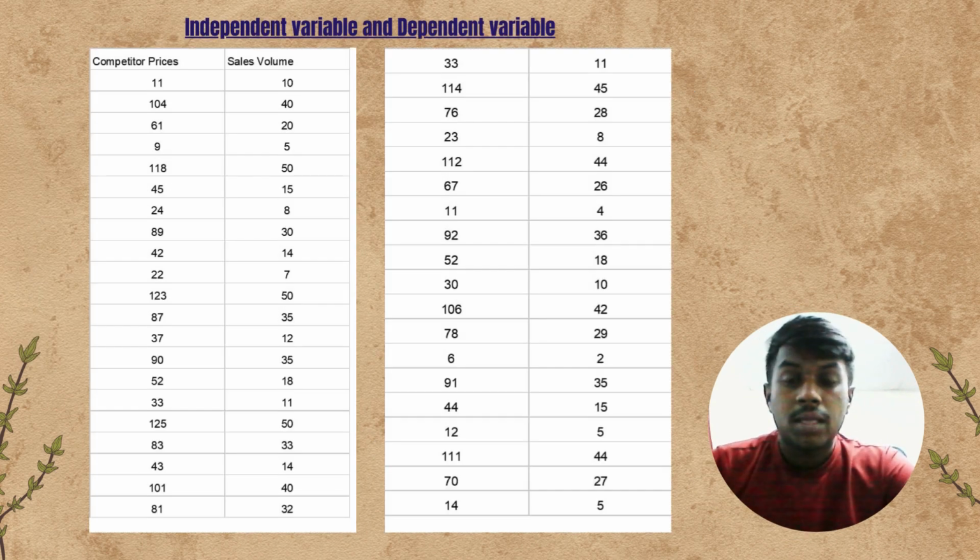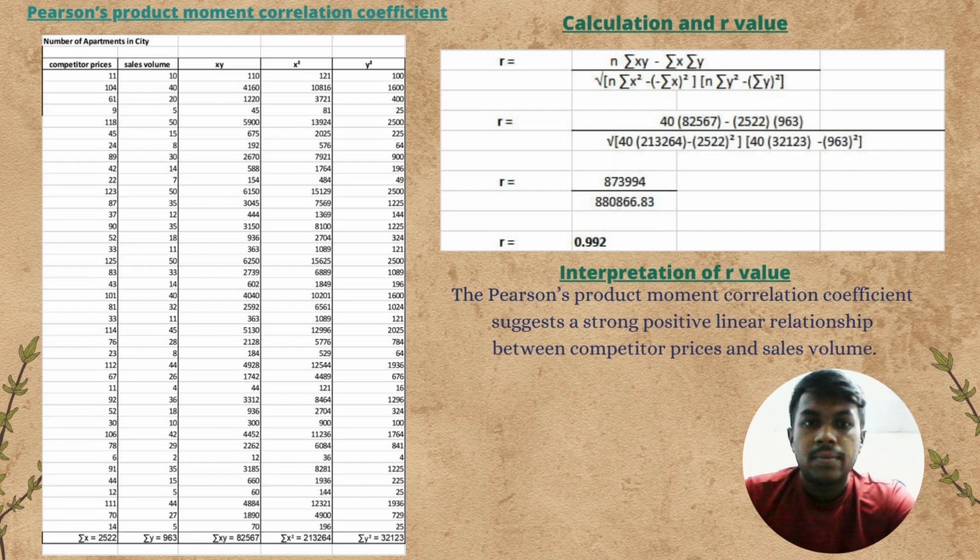The table shows the independent variable and dependent variable. The independent variable is competitive prices, and the dependent variable is sales volume. The table shows the Pearson product moment correlation coefficient. In this table, I have competitive prices, sales volume, xy, x squared, and then y squared.